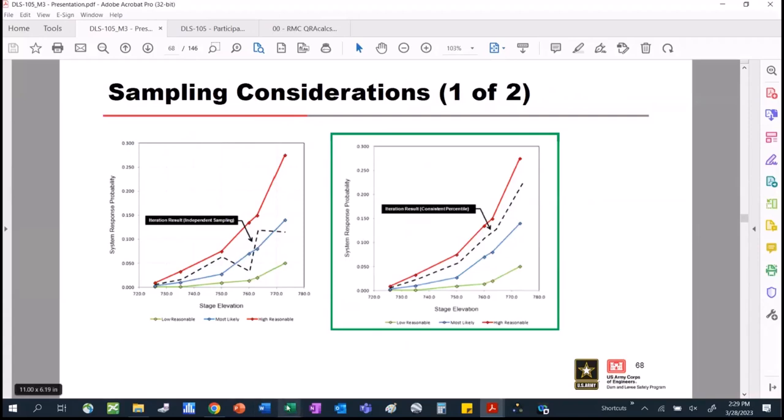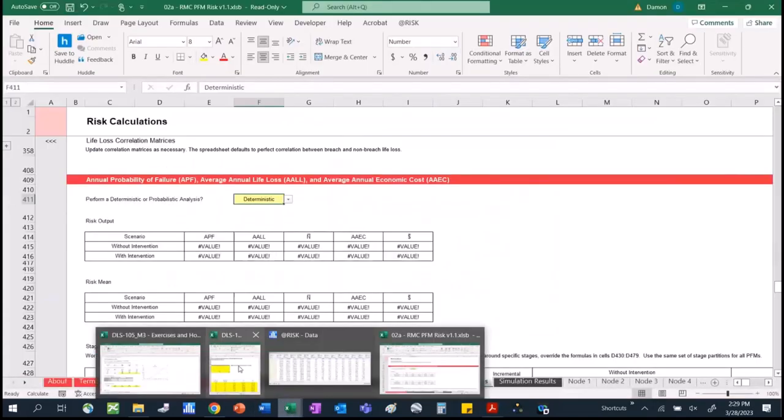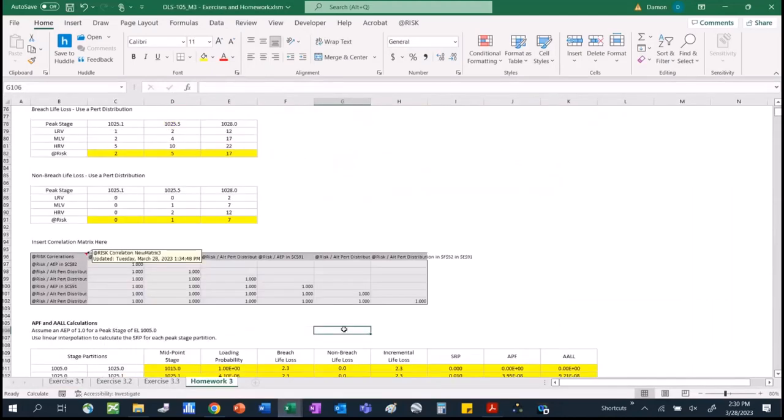The one difference again would be, the one we're actually doing something a little different here is when we are correlating the breach and non-breach life loss together. We also covered that. That's because at least we're not always going to do that. That's going to be a function of your data and what's driving the life loss.